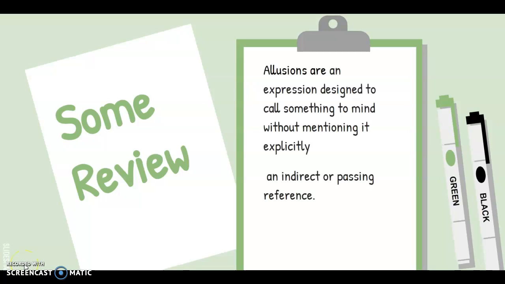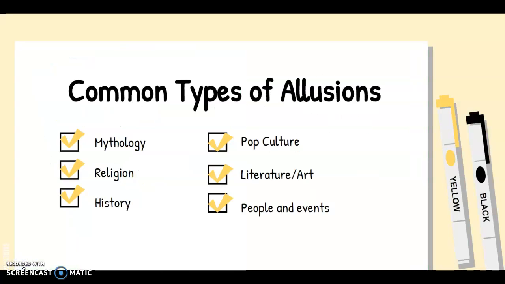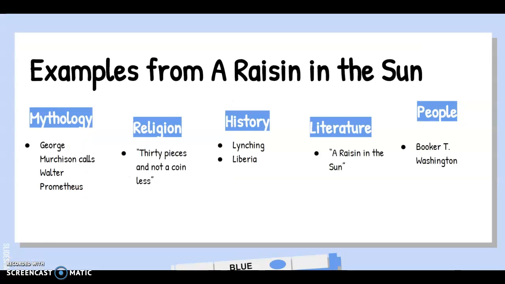Okay, so just to review, allusions are an expression designed to call something to mind without mentioning it explicitly. So it's an indirect or a passing reference. Some more review from the last video: some of the common types of allusions that were mentioned are references to mythology, religion, history, pop culture, literature, and art, and significant people and events. And we actually saw examples of almost all of these common types of allusions in A Raisin in the Sun. So let's take a moment and look at those.